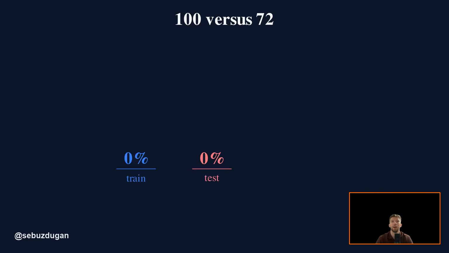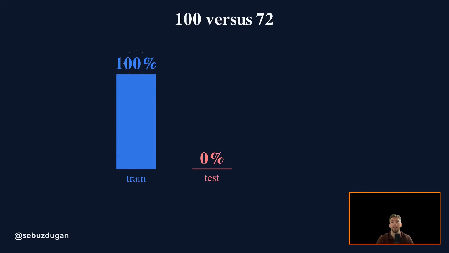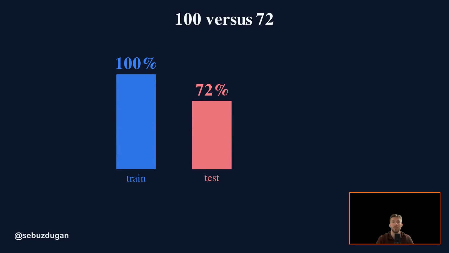Let us put real numbers on it. Training accuracy climbs all the way to 100%. That looks amazing, but test accuracy is only 72%. That big gap is overfitting. The model memorized instead of learning.